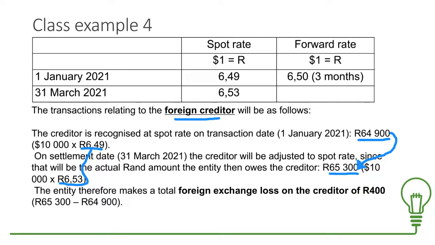How much loss have we made? We've made a loss of 400 rand, which is the difference between 64,900 and 65,300. We made a loss of 400 rand on this transaction.